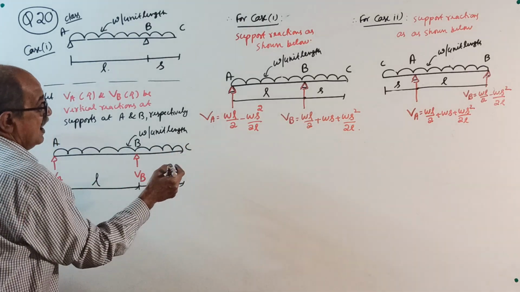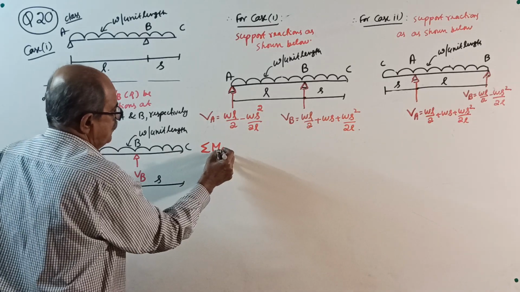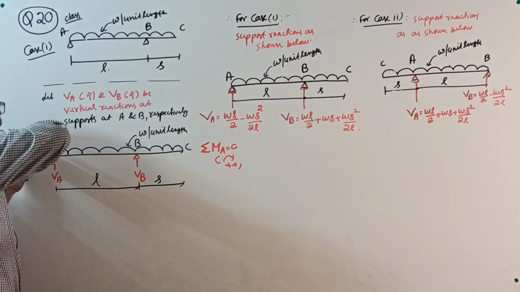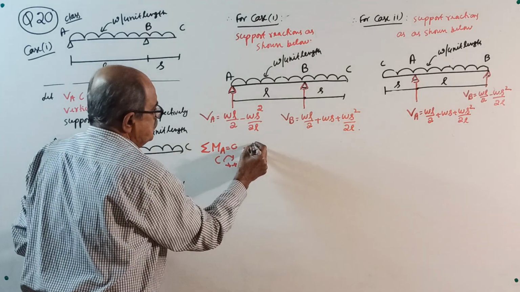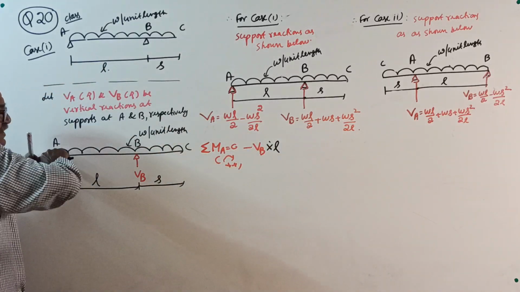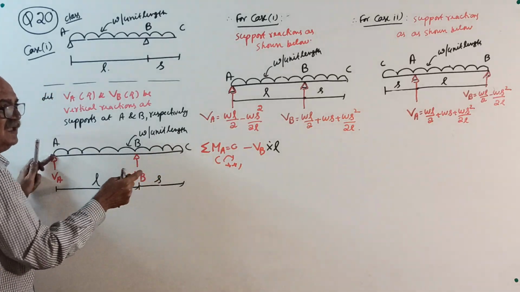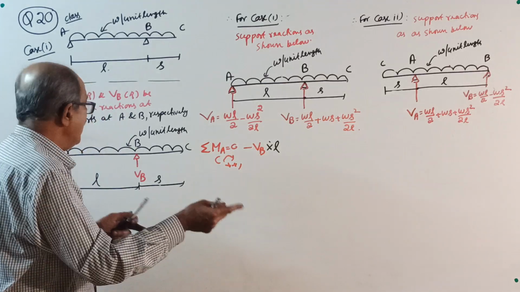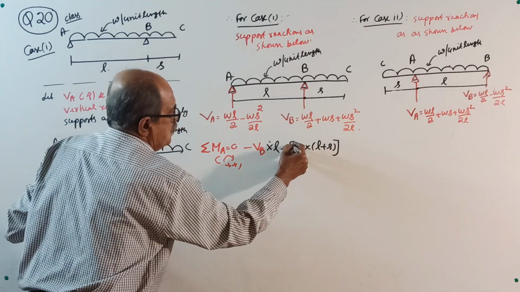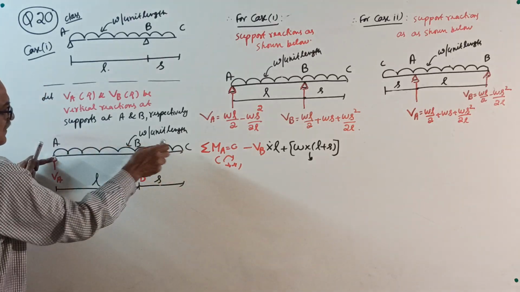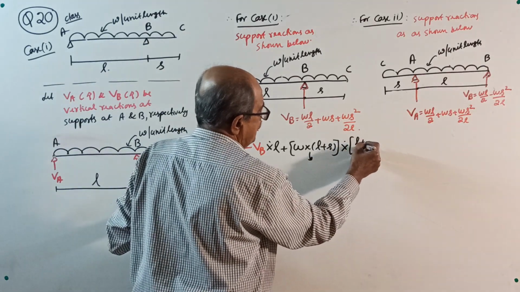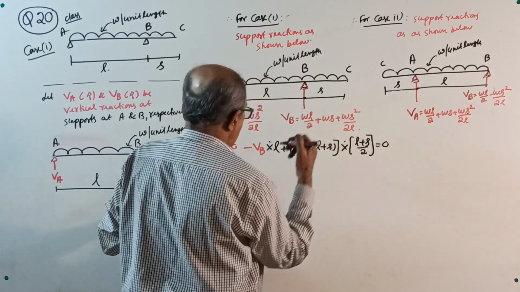So start. Sigma M about A equal to 0, taking clockwise positive. I always take moment about the left hand. Moment about A: minus VB into L as usual, anticlockwise, plus the entire UDL is on the right side, for what length? L plus S. I explained this last time with sketches, now go back and refer. So plus W into (L plus S) is the total load. To its center it will act clockwise, into (L plus S) divided by 2, equal to 0.